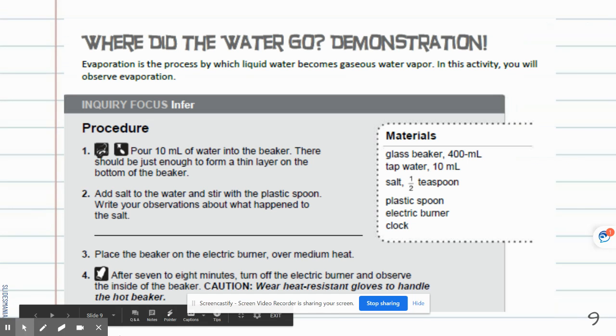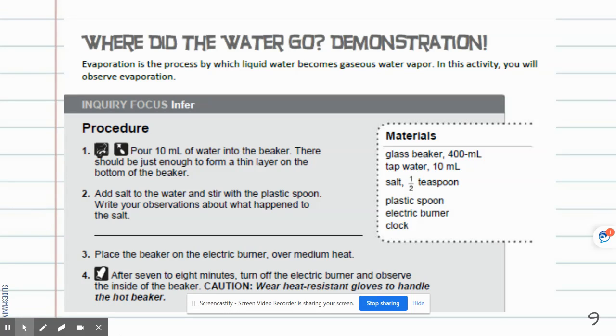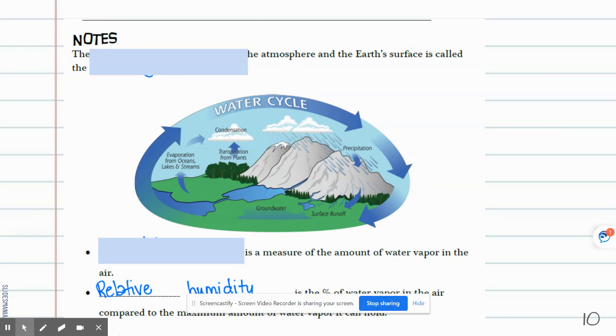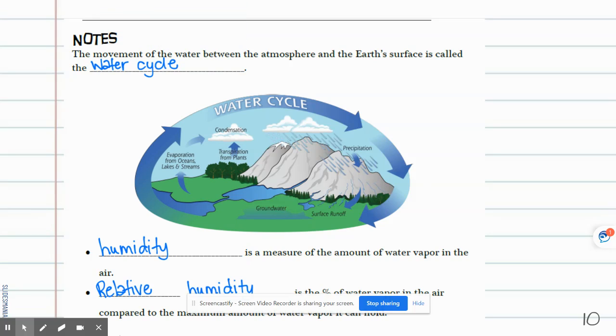Then I did a demonstration where I dissolved some salt in water in a beaker and then I put it on a burner over medium heat, and then we went and looked back at it. Took some notes on the water cycle, then a picture of the water cycle. We talked about humidity being the measure of the amount of water vapor in the air, and then the relative humidity is the amount of water vapor in the air compared to the maximum amount that it can hold.